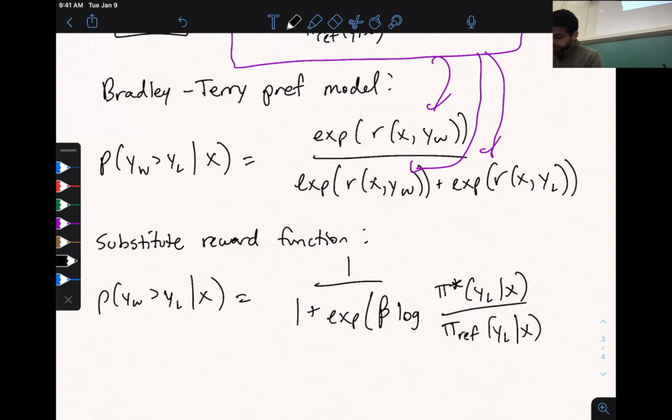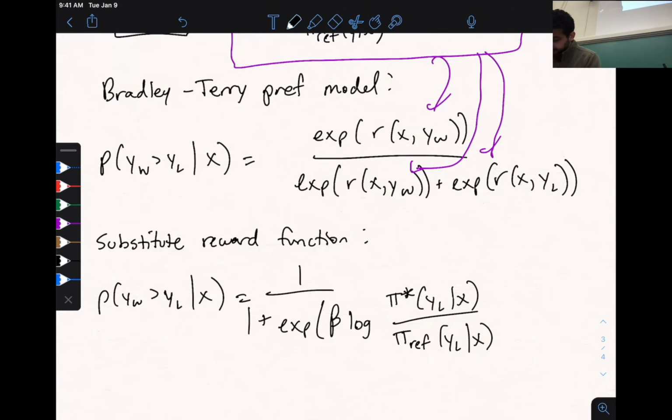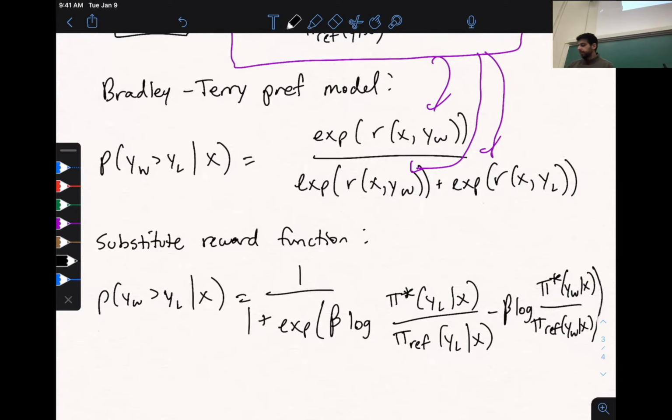Hang on, I should have written this differently. Okay, so we see that when you do this substitution, you no longer have to deal with the normalizer term, and everything has been nicely expressed as these ratios of the probability of the dispreferred sample under the optimal policy over the probability of the dispreferred sample given the reference policy. So we have these policy ratios here.